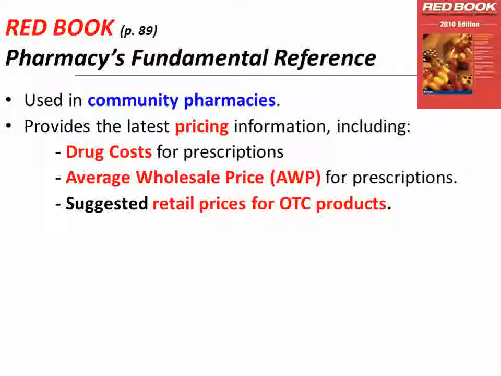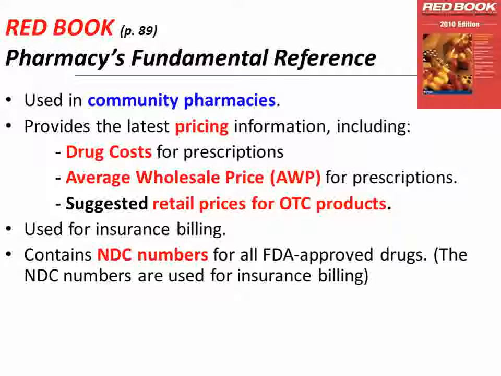Notice all these words: pricing, cost, AWP, all those have to do with money. So the Red Book is anything that has to do with prices for drugs. We use this book when we bill insurance companies when a patient gets their prescription filled. The reason we use this book is it lists the NDC number of all FDA-approved drugs. And the NDC number is the number we need to use to bill the insurance company. And we have that word bill. Bill has to do, again, with money. So anything to do with money and pricing comes from the Red Book.